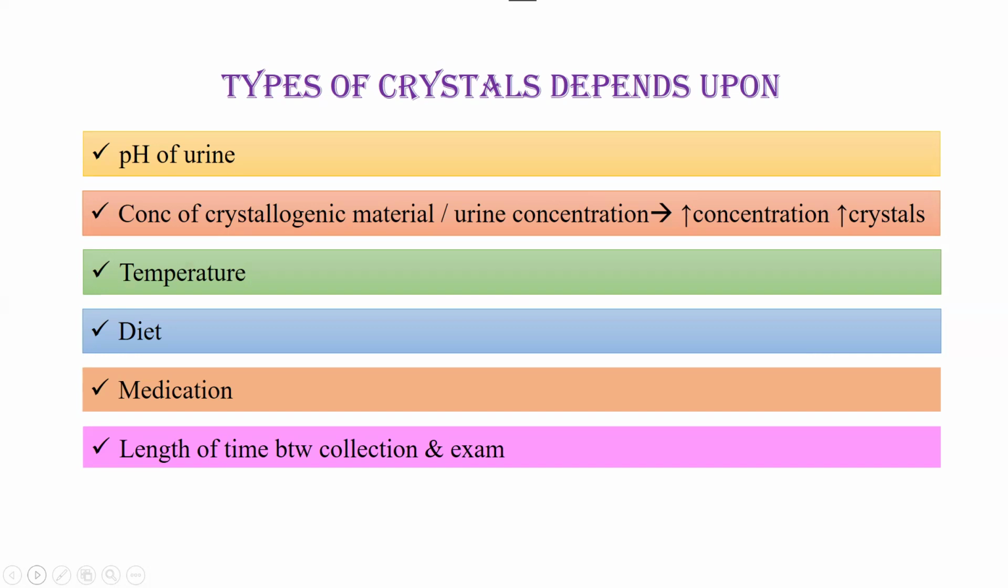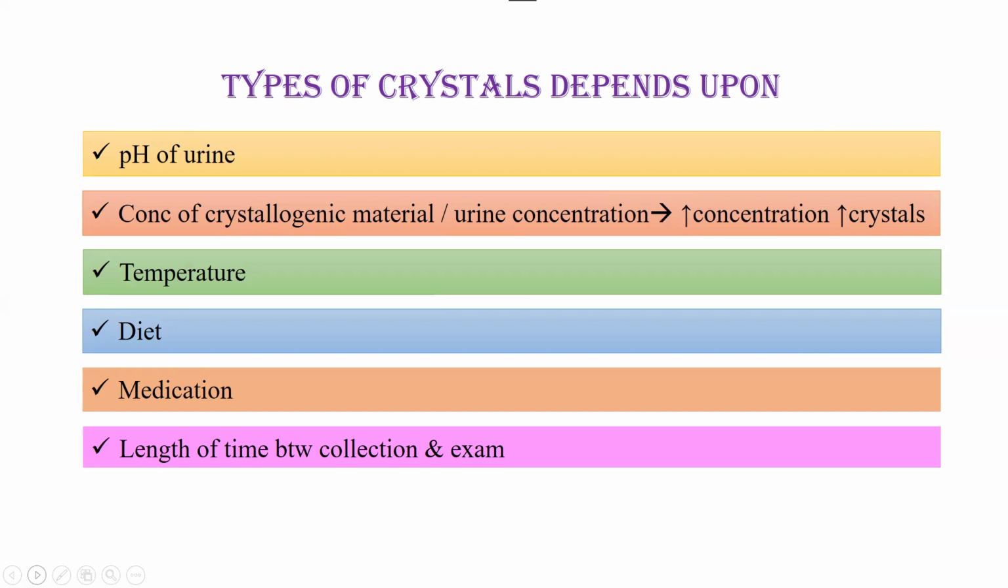Number three is temperature. You get a fresh urine sample in the lab, but you leave it in the refrigerator and come back the next day, and you see some crystals formed in the urine. So it is preferred that you evaluate the urine sample as soon as possible. Similarly, if the temperature is very high, it can also degenerate some of the crystals, so temperature has an effect.